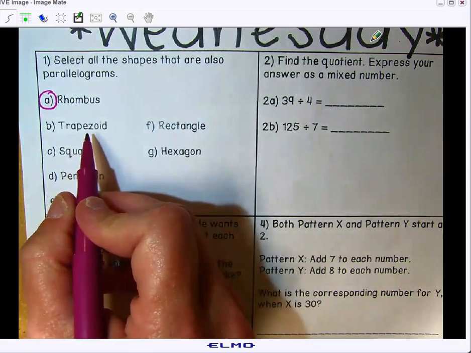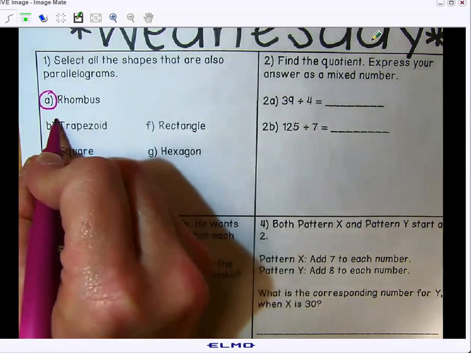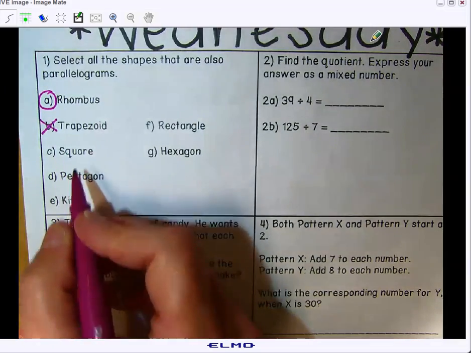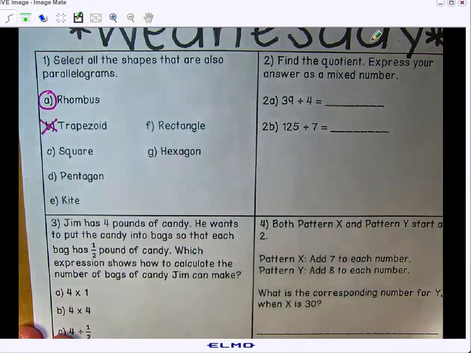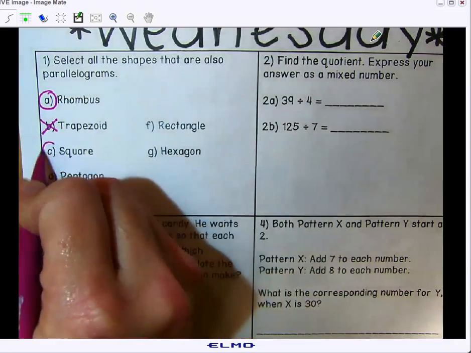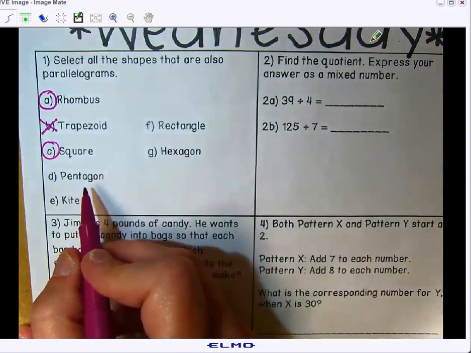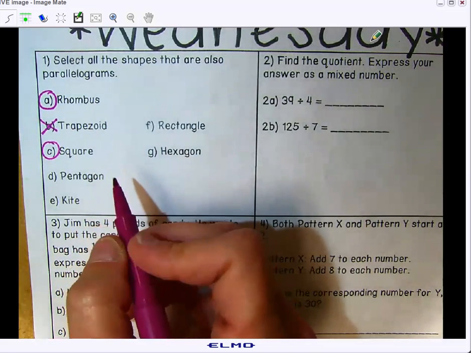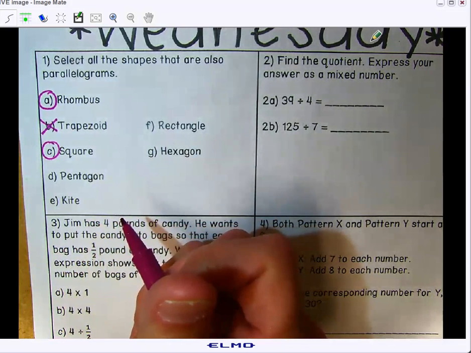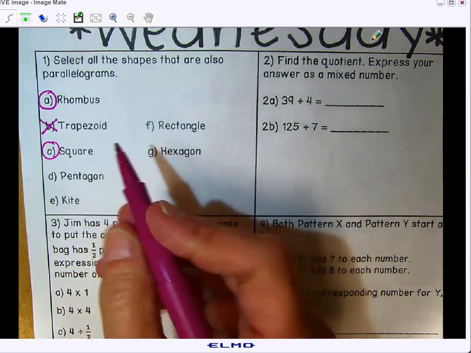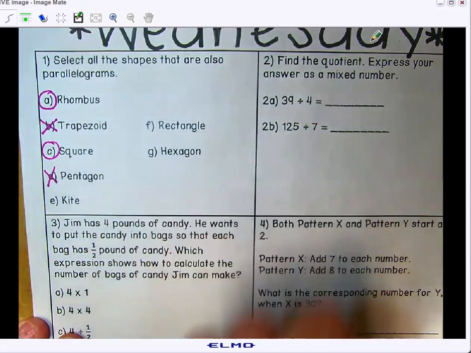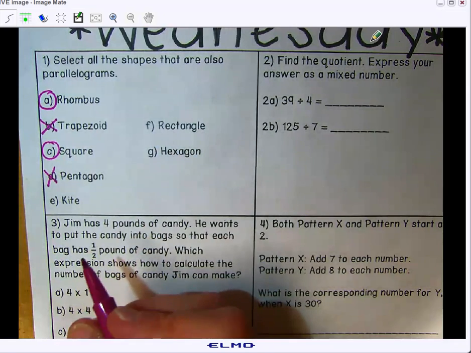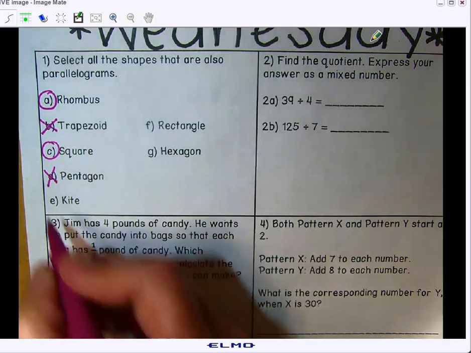Trapezoid, we only have one pair of parallel sides. Okay, a square, we have opposite sides and parallel sides. So those are equal length and parallel. Pentagons, well, we know that pentagons are five-sided shapes, so that means that they're not going to have the same sides parallel and equal length. A kite, same thing. You're not going to have parallel sides. They could be the equal length, but they're not going to be parallel sides.